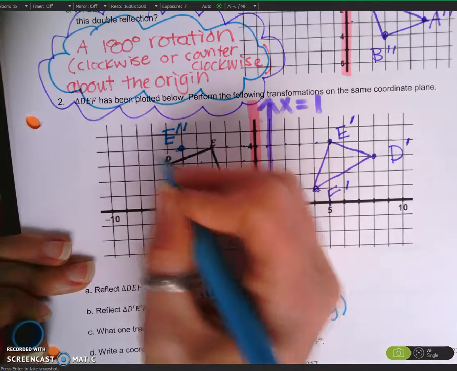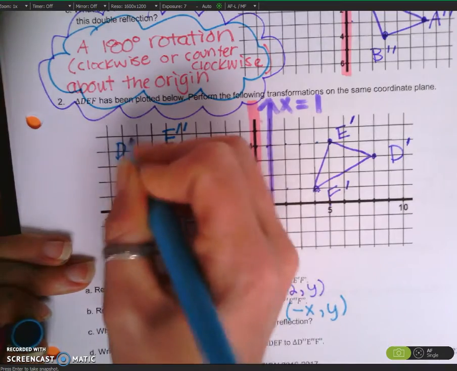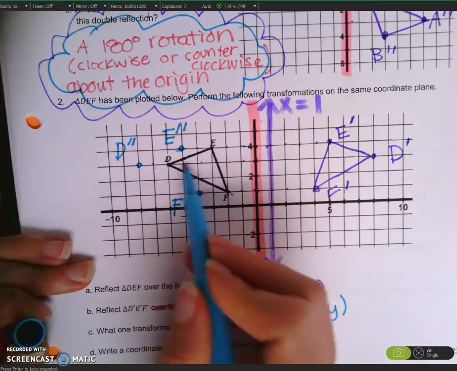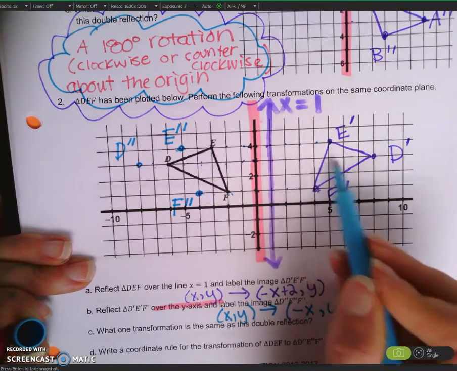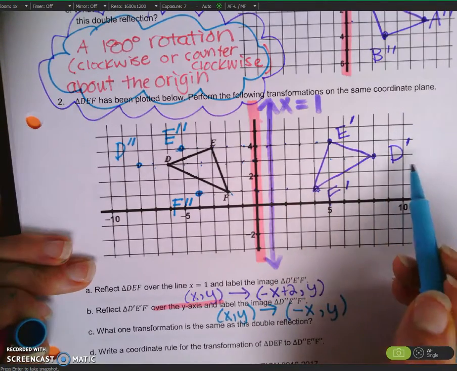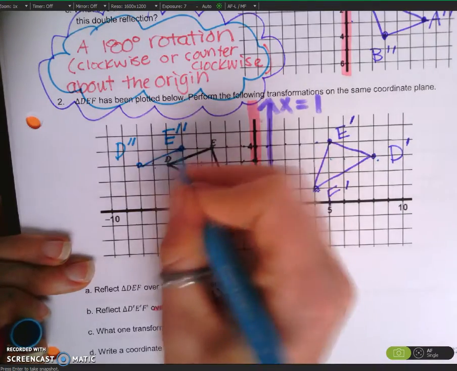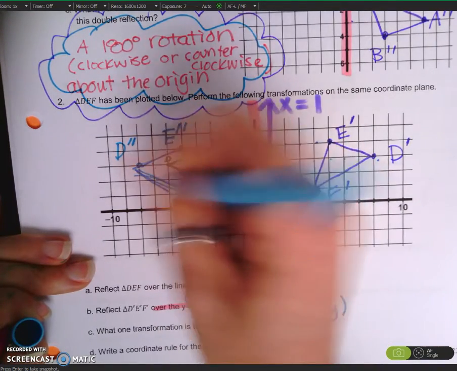Do you think that's going to be true with D also? Is this going to be where D double prime is? 1, 2, 3, 4, 5, 6, 7, 8. And 1, 2, 3, 4, 5, 6, 8. Perfect. Oops, a little off there.